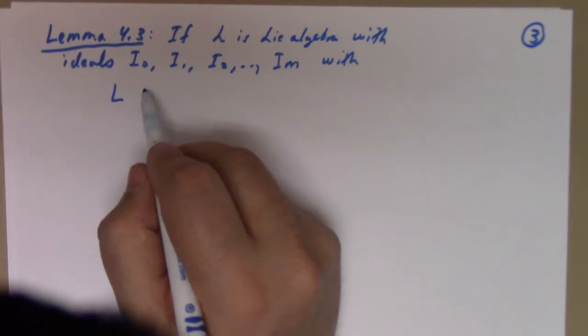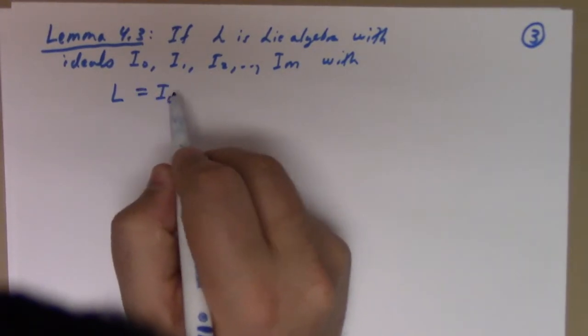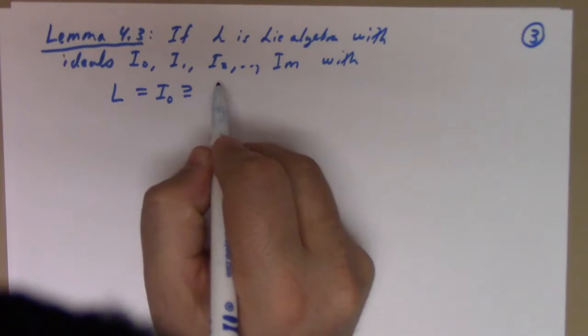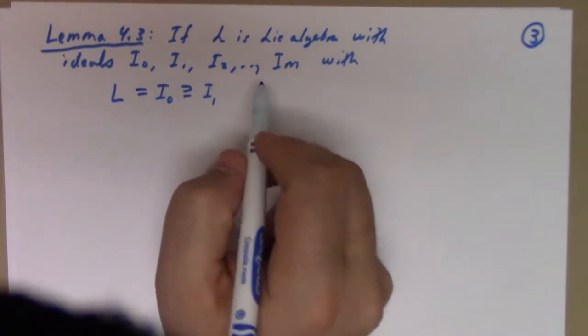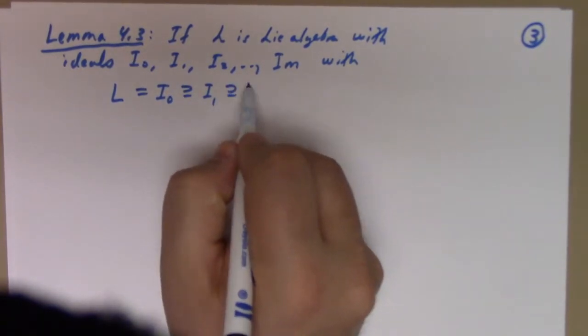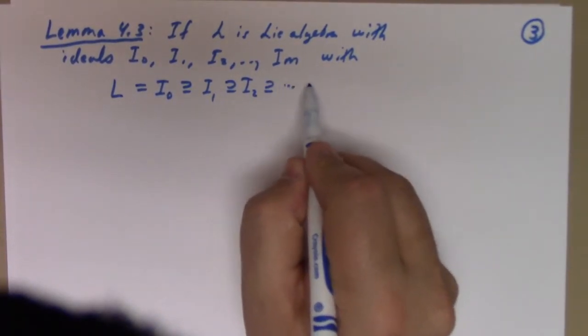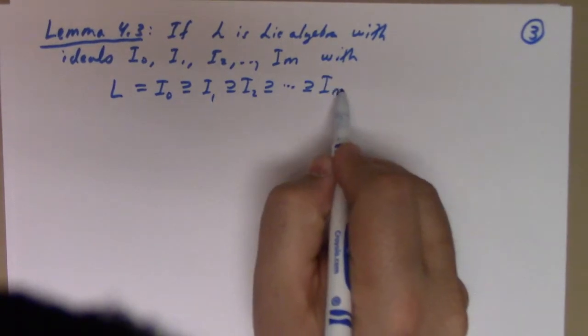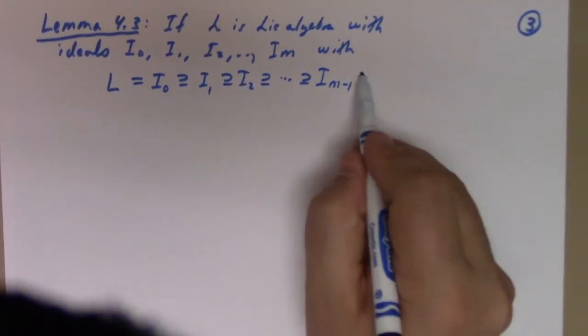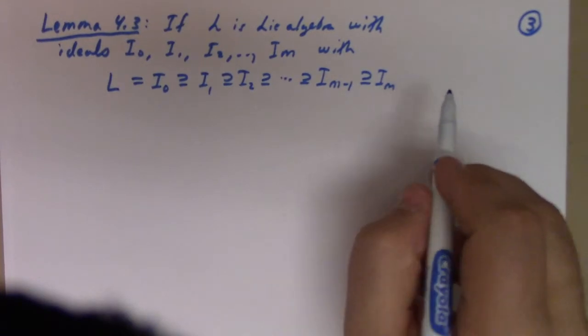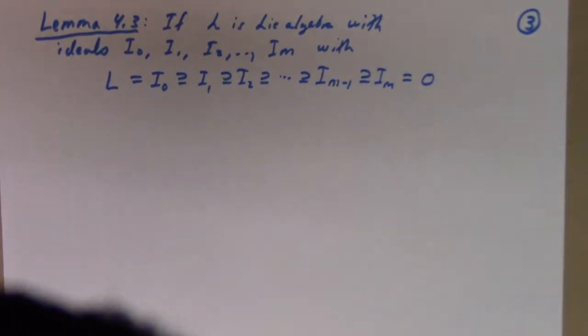L is equal to I naught, okay? And that contains I1. And I1 contains I2. And so forth and so on until you get to the m minus 1th one. And that contains Im. And Im is equal to 0. All right, so we've got this series of ideals, each one containing the one after it.